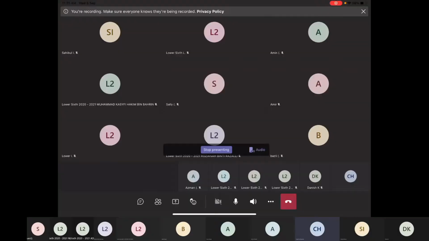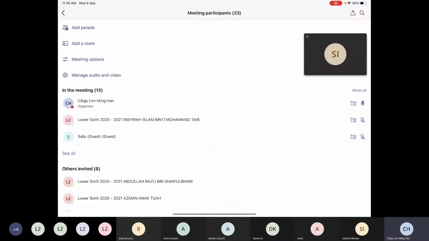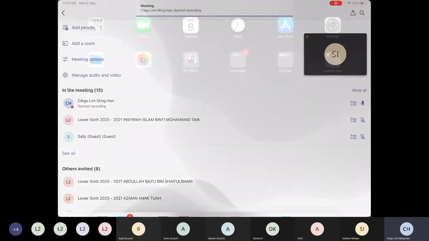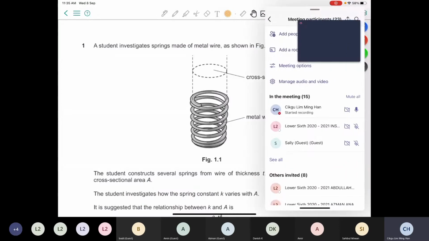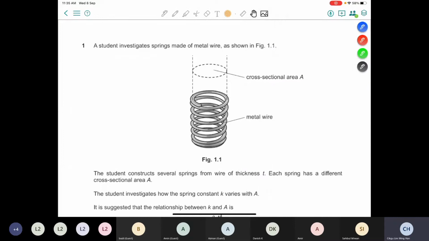Okay, start recording already. So I come back to my original screen here. Go back to my screen here. Yeah. So everybody is here. So one is missing.